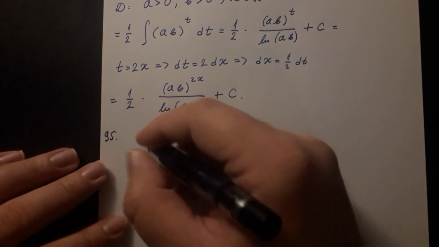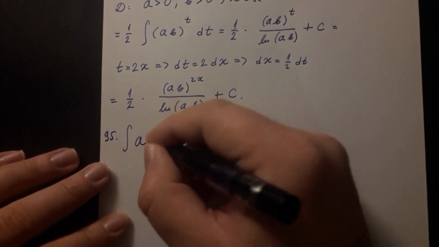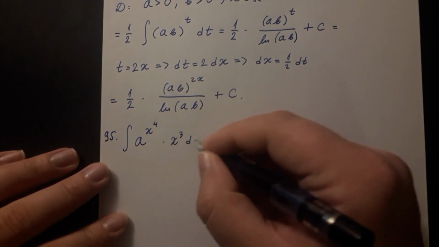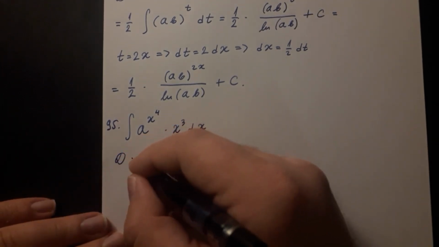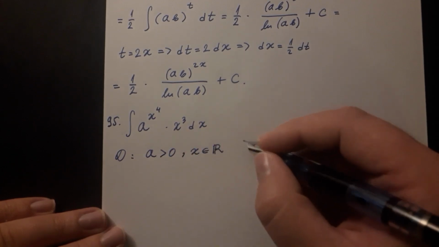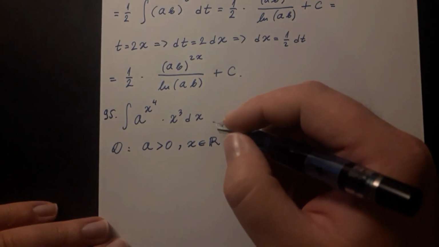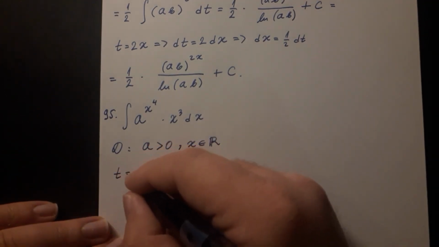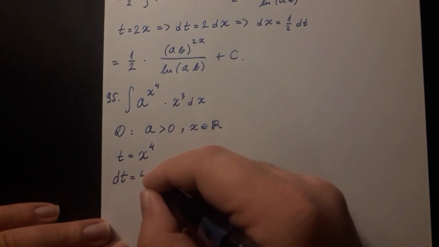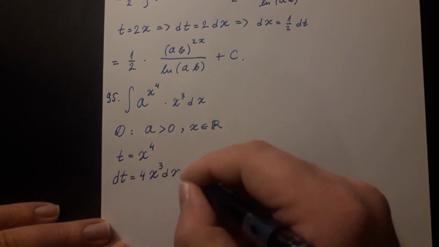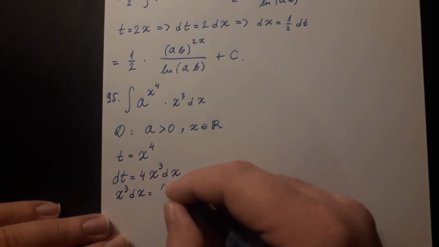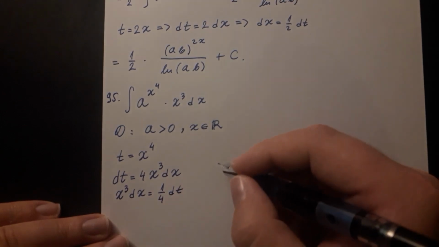Problem 95 on our list is an integral of a to the power x to the power 4 times x cubed dx. This integral is defined for all a's which are positive numbers, and x can be any real number. This integral can be solved by using the substitution that t is equal to x to the power 4, and then the differential of t is equal to 4x cubed differential of x. X cubed differential of x is then equal to 1/4 of the differential of t.